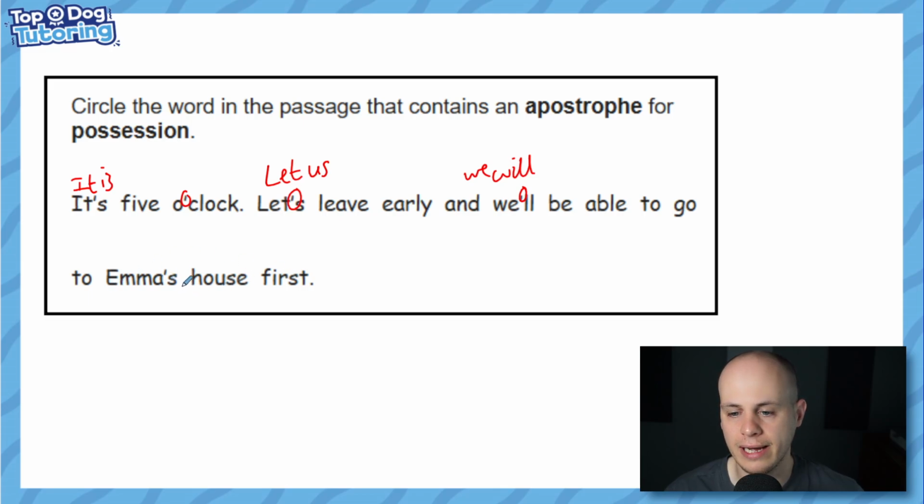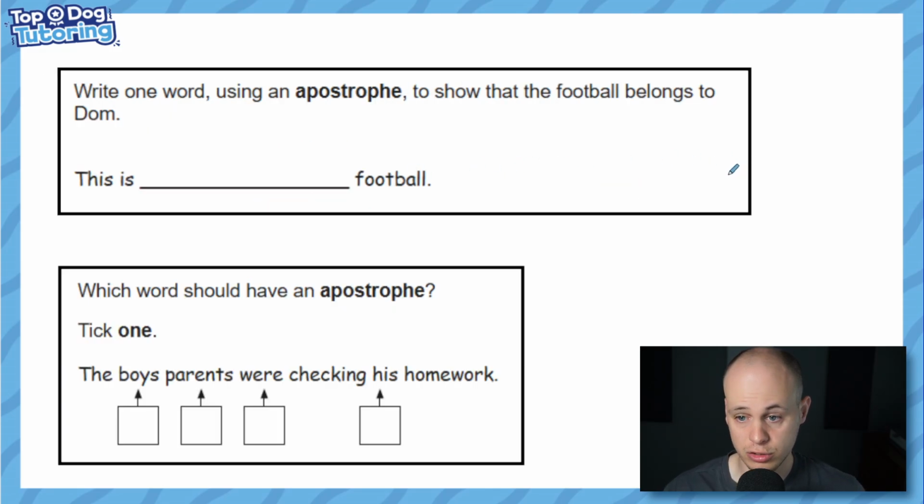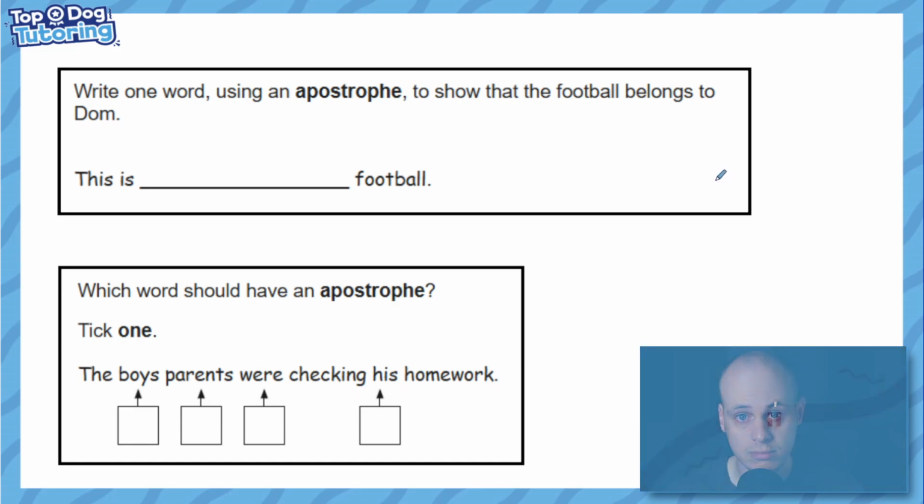Emma's house, okay. I'm not trying to say Emma is house. It's not a contraction. I'm trying to show that the house belongs to Emma. So to do that, we must put an apostrophe S on the end of our noun, which is Emma, to show that the house belongs to her, okay? Have a go at a question yourself. Now, I've got 2 on the screen for you to have a go at, both involving possession.